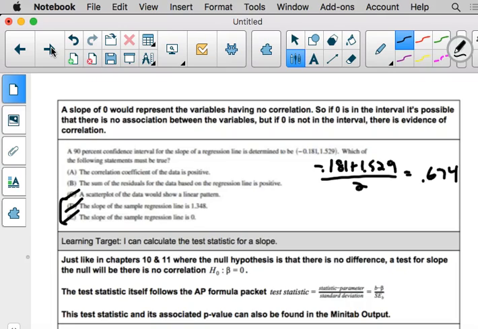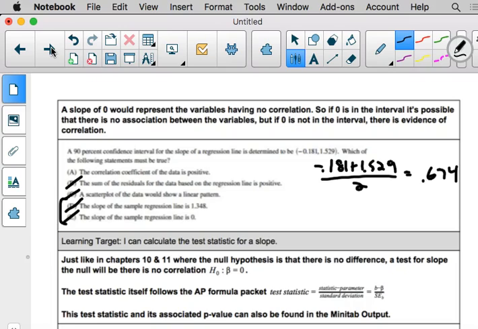B, the sum of the residuals for the data based on the regression line is positive. This is something we didn't touch too much on, but back in the chapter we did have the conversation that the sum of residuals, the reason when we make the least squares regression line, the reason we square it, the residuals would actually always add to 0. The residuals always perfectly balance each other out unless you square them. So B is not right.